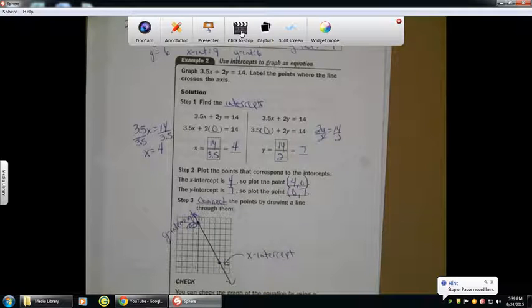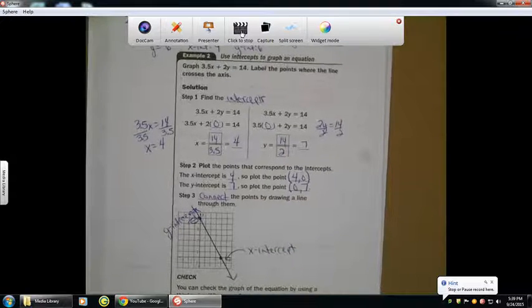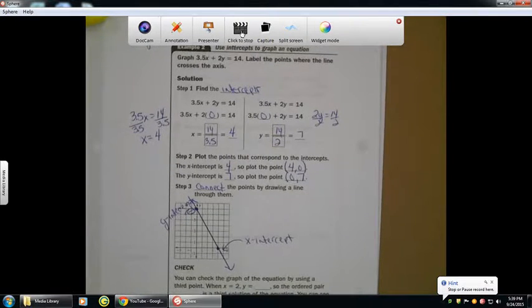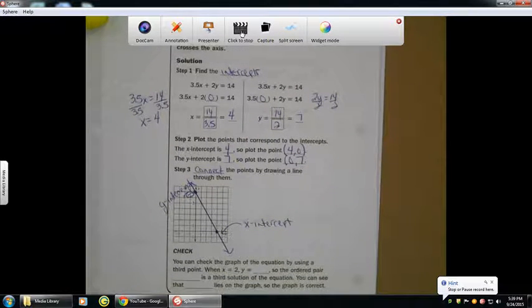So you can use the intercepts to graph a line. You learned a different method in the previous lesson, and now we're using the intercepts. All right, and you can go ahead and do the check on your own if you'd like.